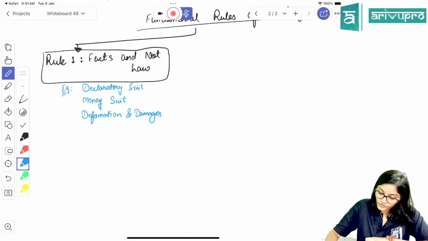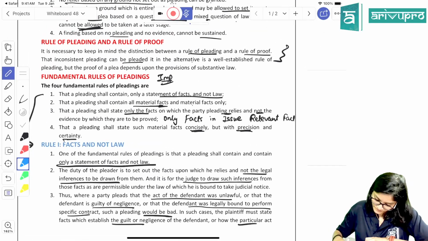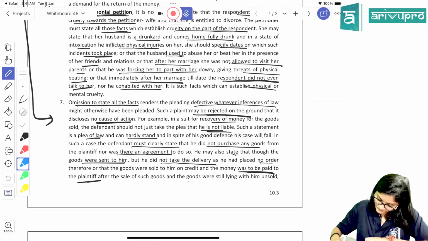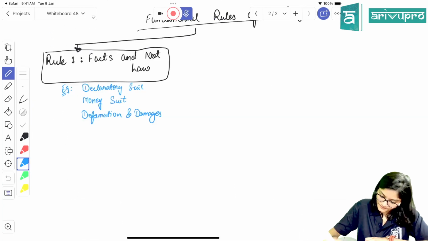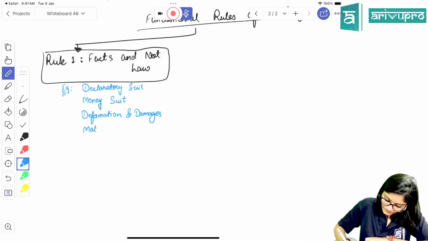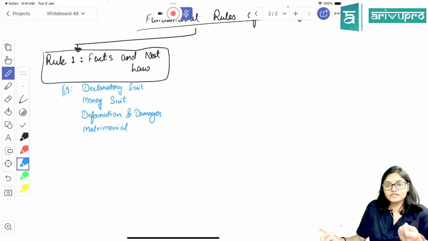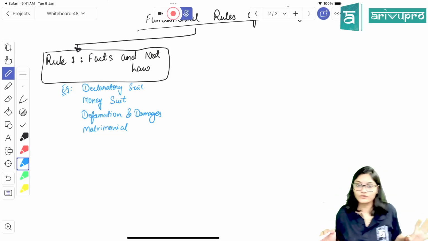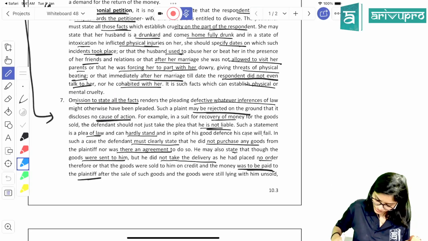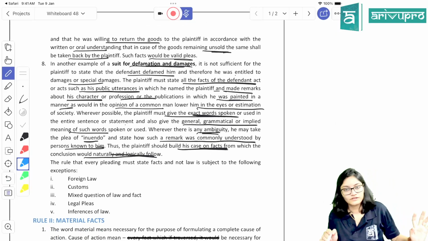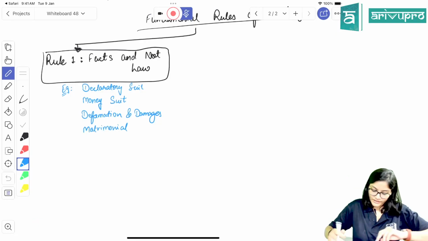Then matrimonial. Matrimonial suit, husband, wife, right? If a divorce is there, what happened? What are the facts that you have to mention? So matrimonial suit is another example. So all these are the examples given. I hope this is clear. You just have to mention the facts.